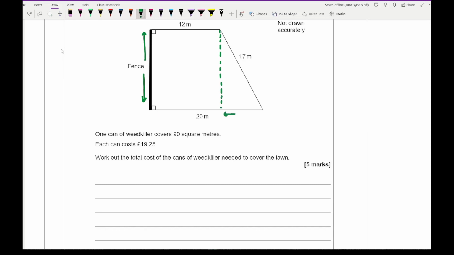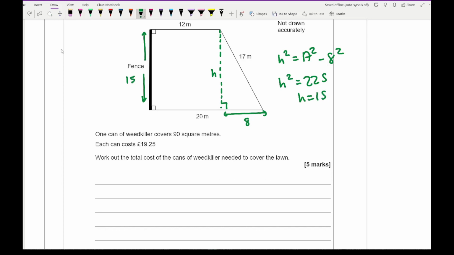And this length here, and hopefully you spotted that it's a right angle triangle, and h is what we're trying to work out. And this length here is going to be the difference between the two sides, so that's going to be 8. So working out what h is, h squared equals 17 squared minus 8 squared, so h squared equals 225, so h equals 15. So the length of the fence is 15.